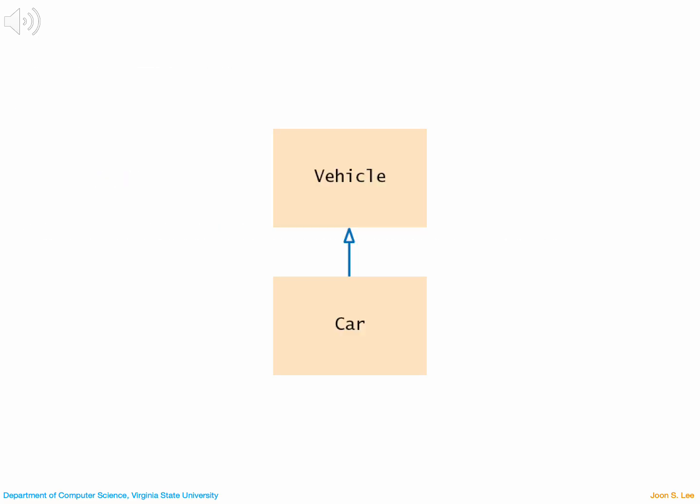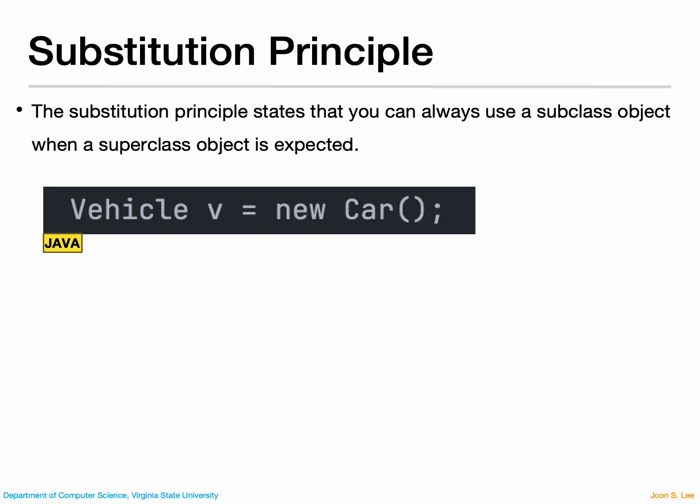data and behavior. This diagram shows a simple example of inheritance. At the top, we have the class vehicle, which is the superclass. It represents a general concept. Below it, we have car, which is the subclass. A car is a specific type of vehicle. The arrow shows the direction of inheritance. Car inherits from vehicle. This means that car automatically gets all the data and behavior defined in vehicle, and it can also add its own features or modify existing ones.